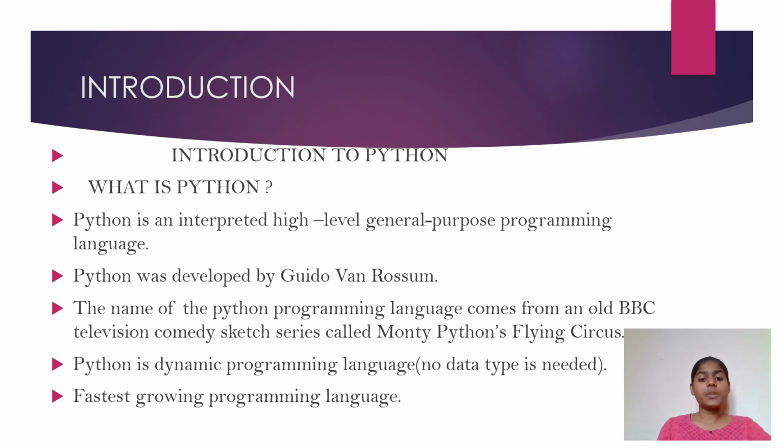Python is an interpreted, high-level, general-purpose programming language. Python was developed by Guido van Rossum. The name of the Python programming language comes from an old BBC television comedy sketch series called Monty Python's Flying Circus. Python is a dynamically typed programming language where no data type is required. The fastest growing programming language is Python.